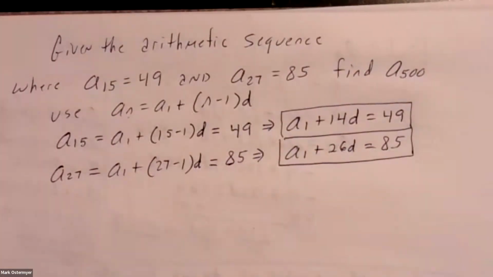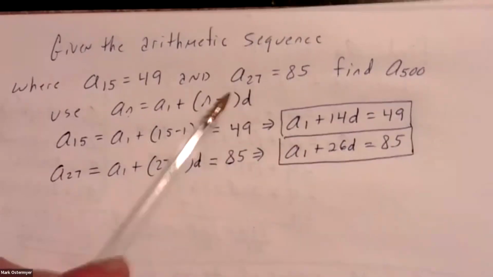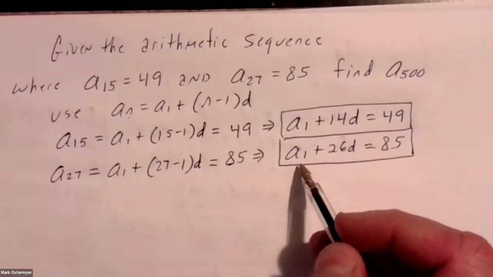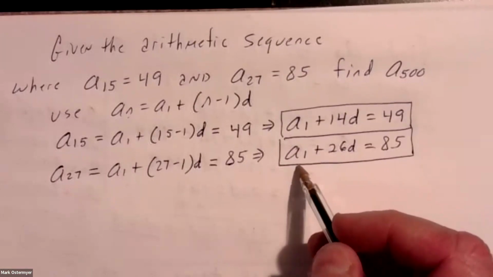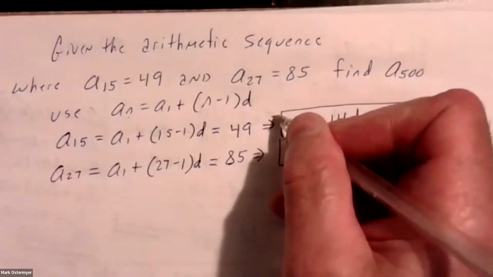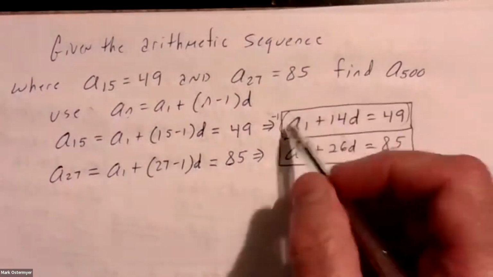Now, as always, we have a system of two linear equations and two unknowns. We have to solve this system to find the first term and the common difference. I'm going to eliminate a sub 1. To do that, I'm going to multiply one of my equations by -1 and use the elimination method. So I'm going to multiply this first equation here by -1.